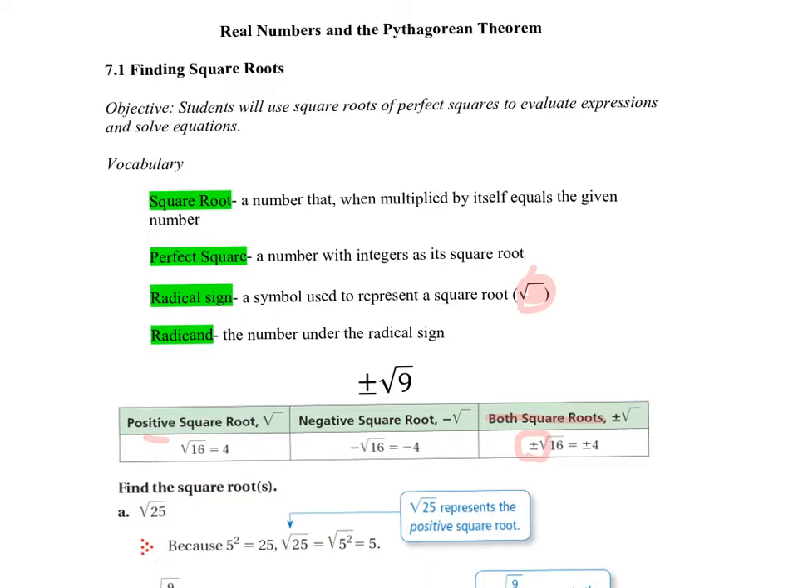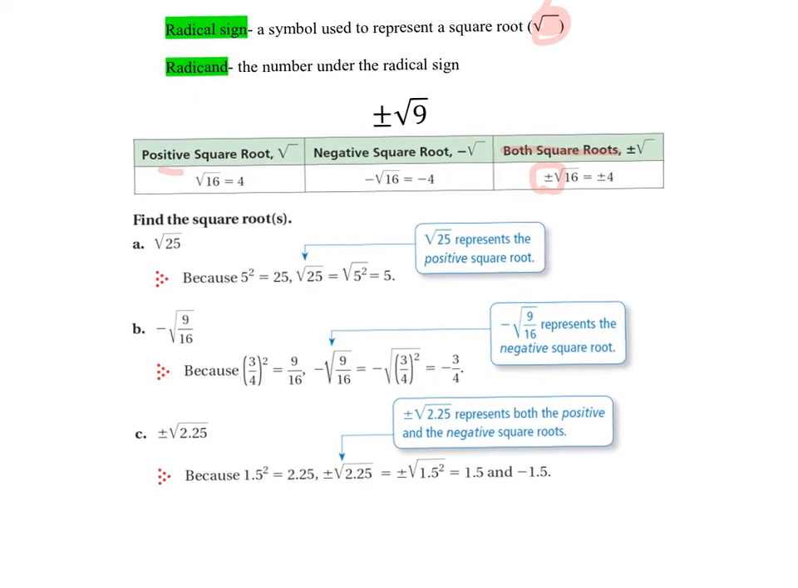So looking down here now, you're asked to find the roots. In letter A, it says find the square root of 25. So because 5 squared is 25, that means the square root of 25 is considered to be the square root of 5 squared. That's the value that's going to create 25. So your answer for that is 5.